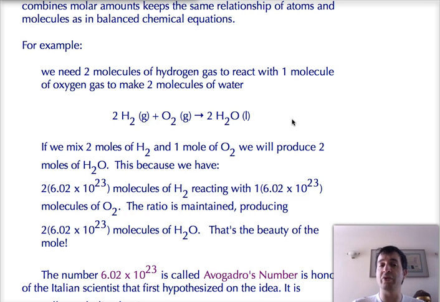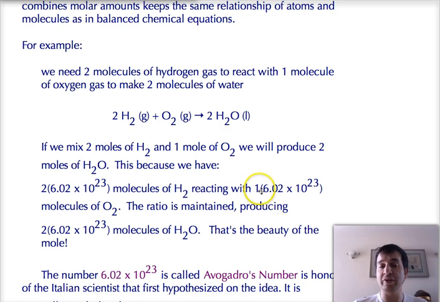If we want a little bit more, something that we can measure in the lab, we probably would want to work with 2 moles of hydrogen reacting with 1 mole of oxygen gas to produce 2 moles of water. Why does this keep the same stoichiometry, the same relationship or ratio that we see in the chemical equation? It's because if you have 2 moles of hydrogen gas, we have 2 times 6.02 times 10 to the 23rd molecules of hydrogen. Similarly, if we have 1 mole of oxygen, we have 1 times 6.02 times 10 to the 23rd molecules of oxygen. So when we combine that, we see that it's still the same ratio.